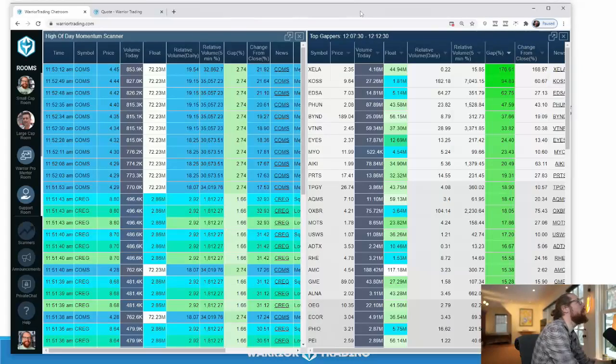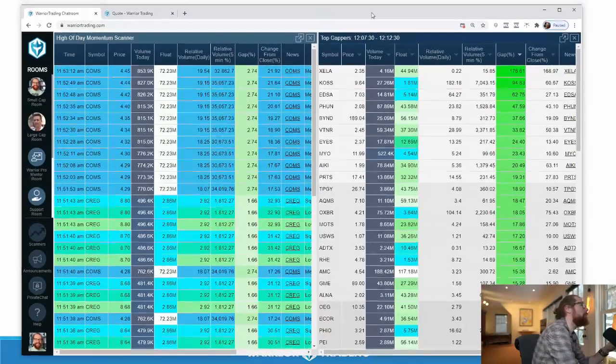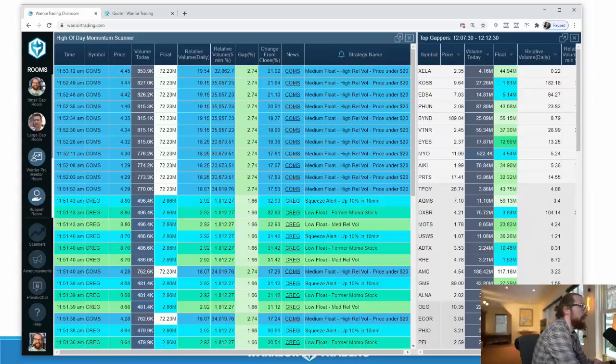All right, so, and we'll get into a little bit more of building the watch list and specifically reviewing catalysts in chapter 3 of the Warrior Pro courses. But for right now, let's look at the high day momentum scanner. So this scanner shows us stocks moving up right now.